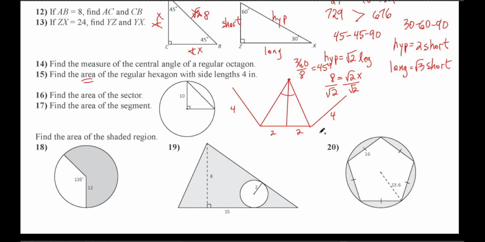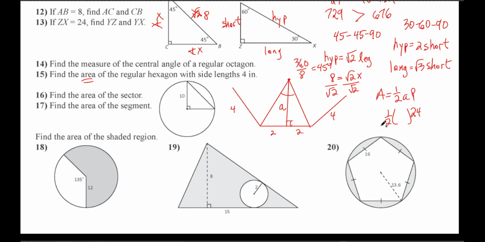So how do I find the area? The apothem, right? A equals 1/2 the apothem times the perimeter. So we should be able to find the perimeter pretty easy. If each side is 4, and that's 6 sides, so it's 4 times 6, which is what? 24. So the hard part about this is finding the apothem. The apothem is which one? It's that perpendicular one right there, okay?